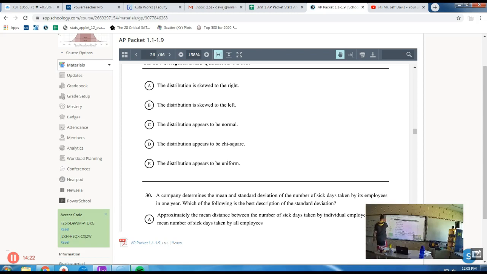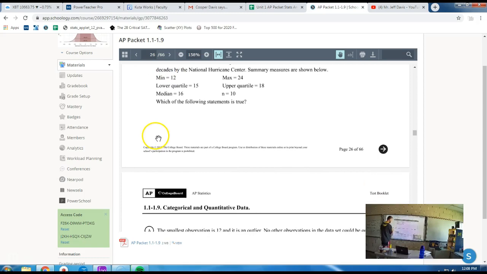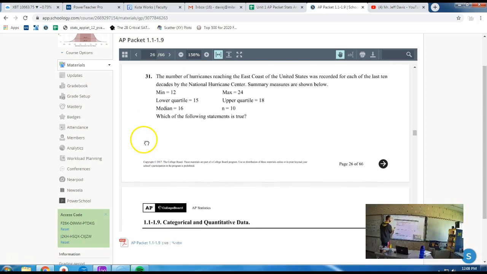All right, let's jump to 30. Mean and standard deviation. As I read this, you might not be responsible for this yet either, but let us see. Which of the following best describes standard deviation? So yeah, we haven't learned that yet. So the answer is A, but that would not be on your test for this unit.